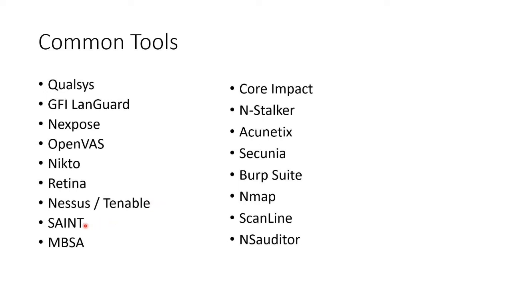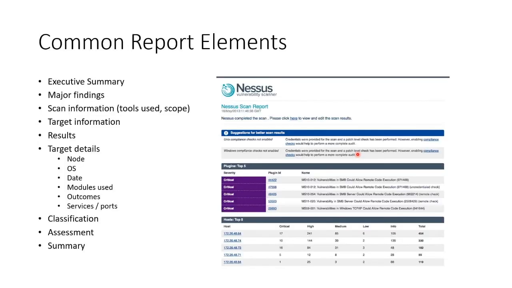Saint, that's still an open source. There's also a Satan as well. The MBSA, that's the Microsoft Baseline Security Analyzer. Core Impact, expensive but excellent tool. N-Stalker, Acunetix, Secunia, Burp Suite. Burp Suite is really more of an in-browser proxy. Nmap can do some, NS Auditor, Scanline, but loads of tools that you can use.